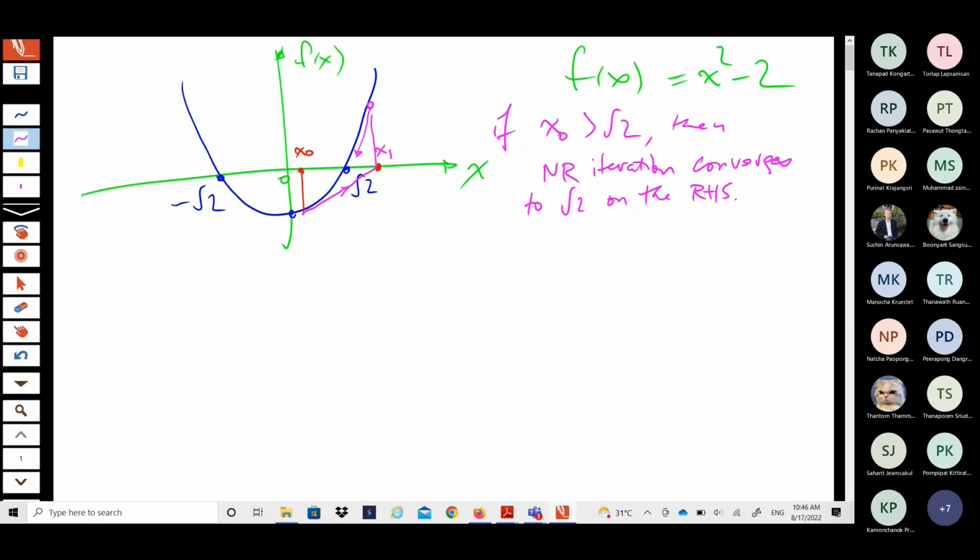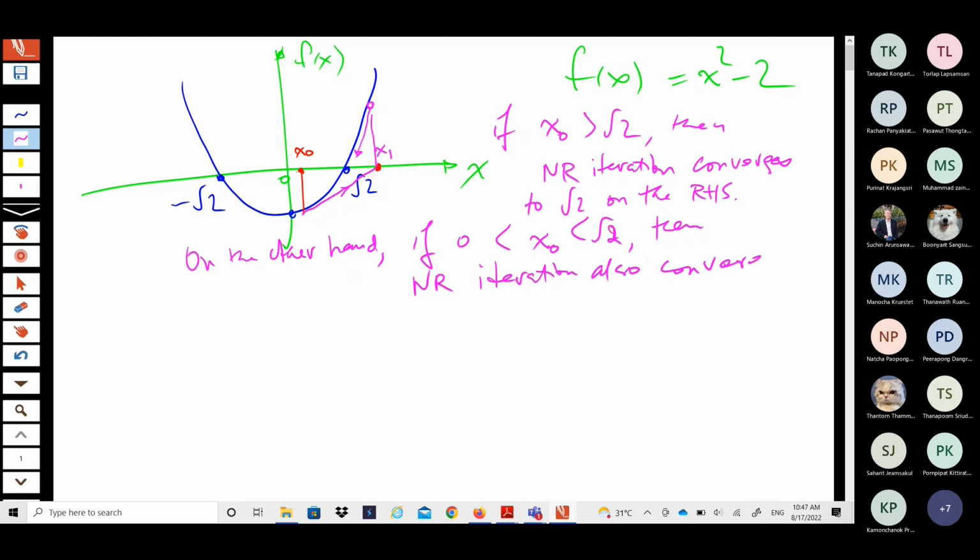And if, on the other hand, x naught is not between 0 and square root 2, then Newton-Raphson also converges to square root 2 on the right hand side. Yeah. And this is what we see.